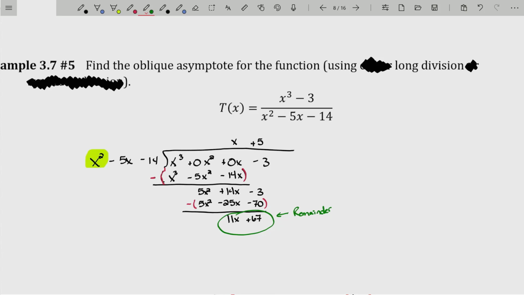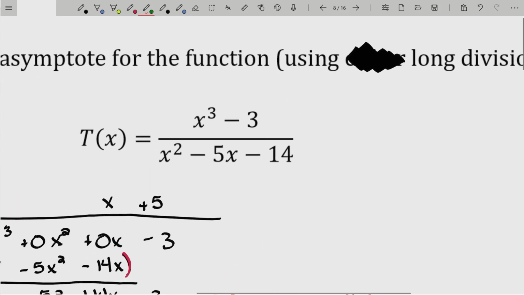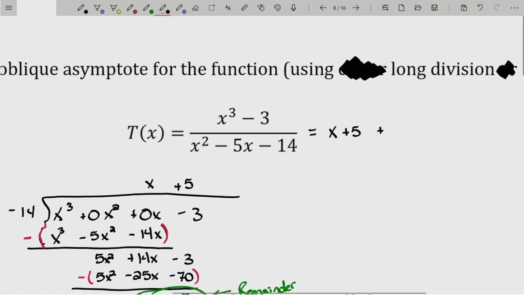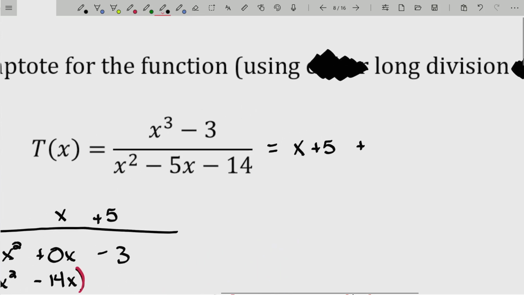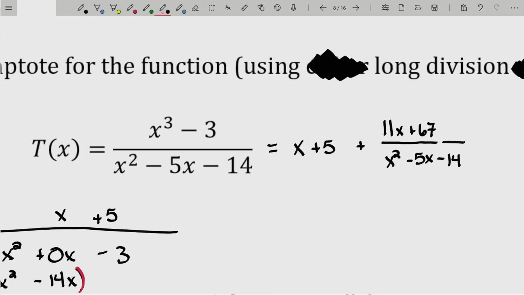Now, I did say you didn't have to actually go this far, but I want to showcase why. So that fraction, when you do division, the division algorithm says this will equal the quotient, which is x plus 5, plus the remainder, which is 11x plus 67, over the divisor. The divisor is that big old polynomial, x squared minus 5x minus 14.